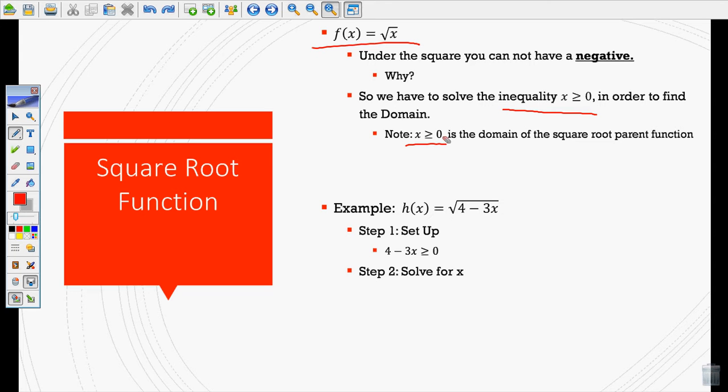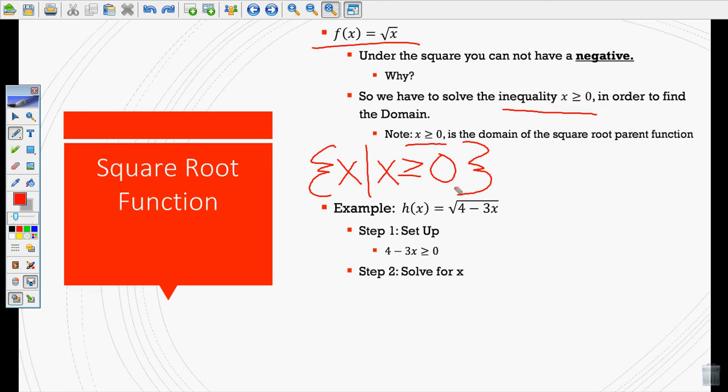Agreed? If I want to take my inequality and turn it into set builder, I'm going to write braces, x such that x is greater than or equal to 0, close braces. Mathematical sentence written. Does that sound doable?